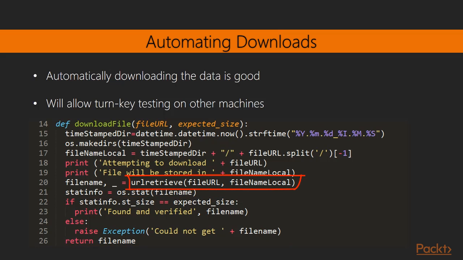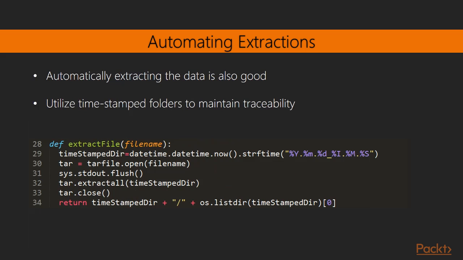Also, this URL retrieve function takes a download hook function, which updates us about how much of a file is already downloaded. This is very helpful if we want to see how much a download has progressed so far. Once we've downloaded the file and validated the size is correct, we can extract all the images from the file. Here again, most of the work is done by the open and extract all functions. The surrounding code simply manages file names, directory names, and creates order around our datasets.